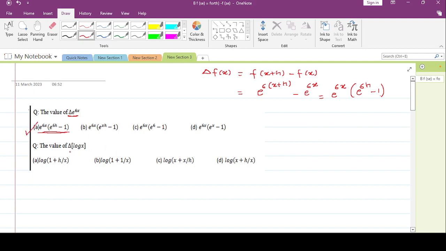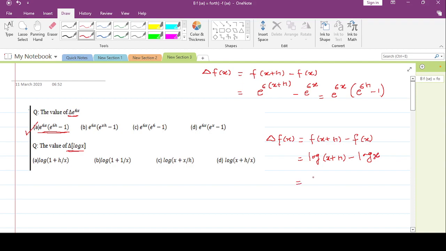Now we want to apply delta on log x function. Okay, so we again use the same definition. Delta of f of x is equal to f of x plus h minus f of x. Okay, so what is f of x plus h? This is log of x plus h minus log x. Okay, so apply the log m by n rule.